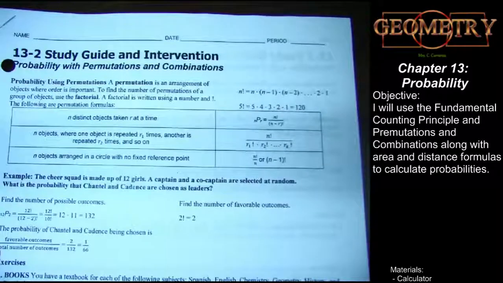Start with section 13.2. We're talking about permutations.